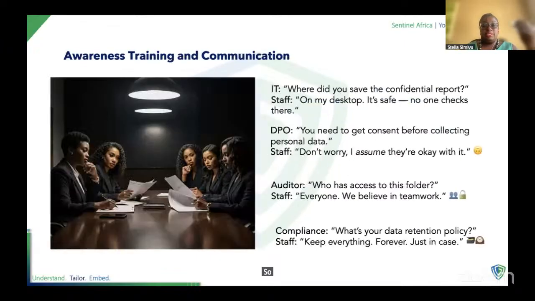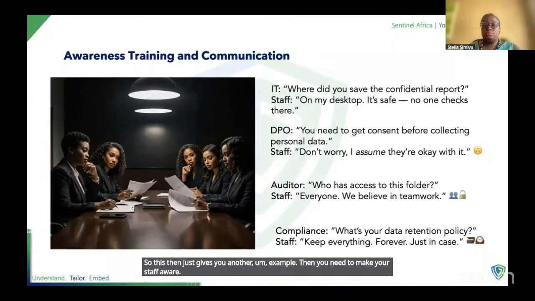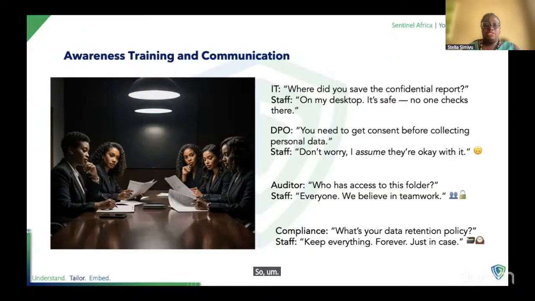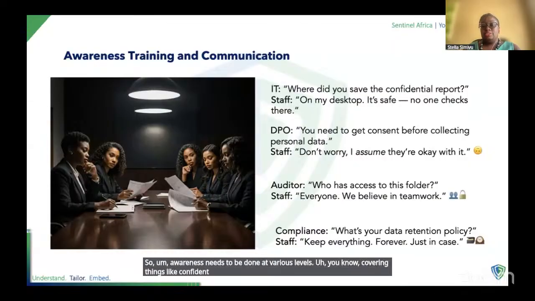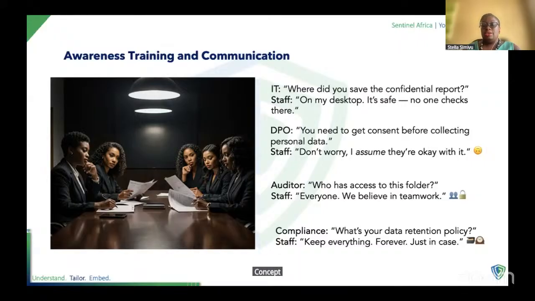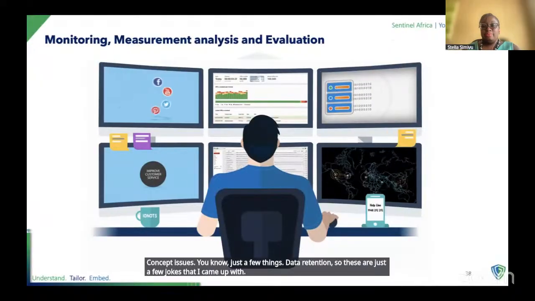So this just gives you another example. Then you need to make your staff aware. Awareness needs to be done at various levels, covering things like confidentiality, so that people understand this information can't be left in open areas, consent issues, and data retention. These are just a few examples.